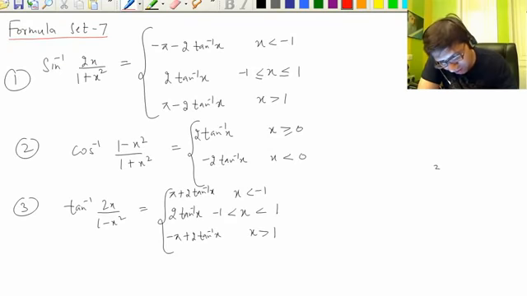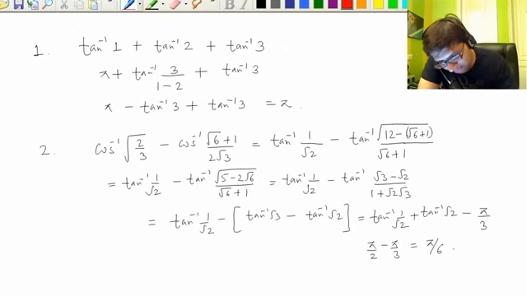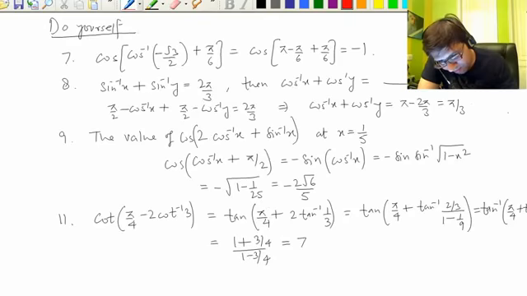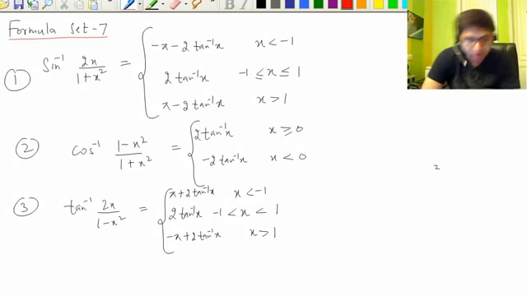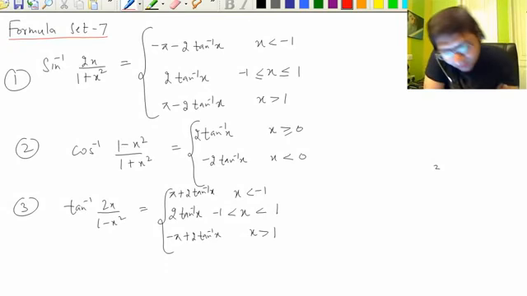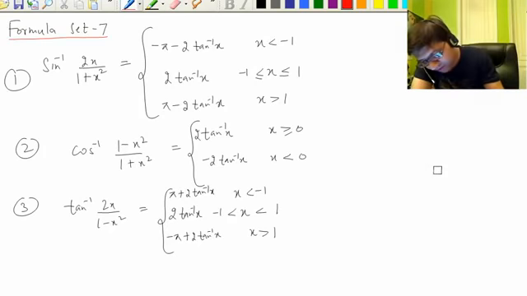Now I think that we have the last formula set. Yes, then see, these are the formulas where again the same thing.